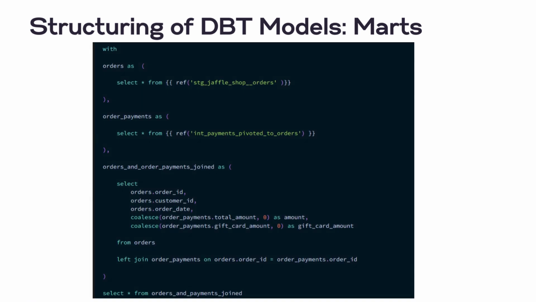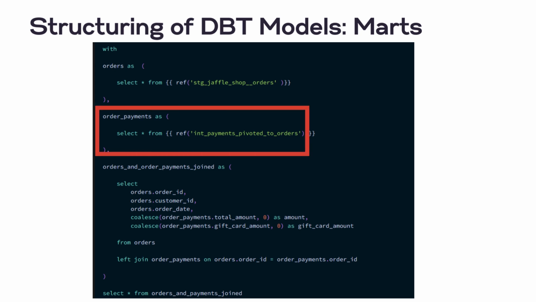Let's break down the example orders.sql code. We start by referencing the staging model STG Jaffle Shop orders using ref. This brings in clean and standardized data for orders. Next, we bring in aggregated payment data from the intermediate model int payments pivoted to orders.